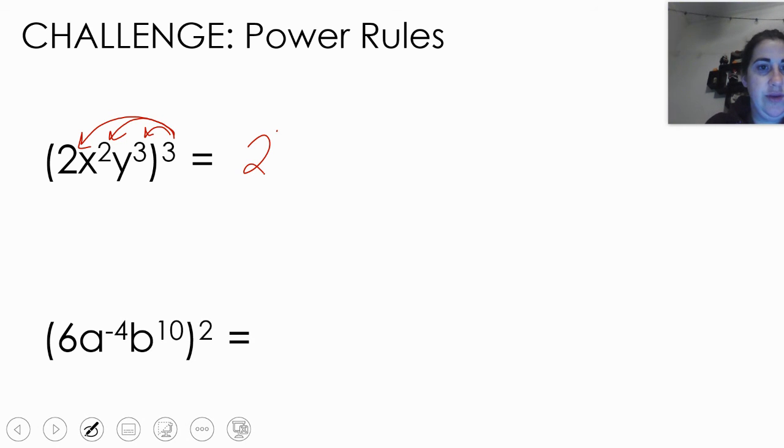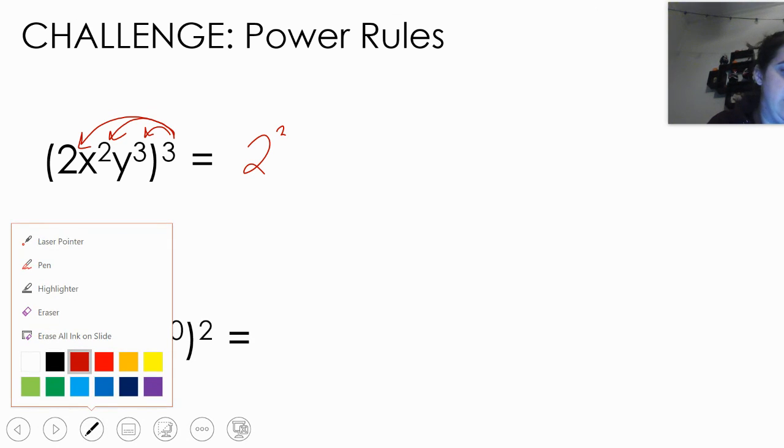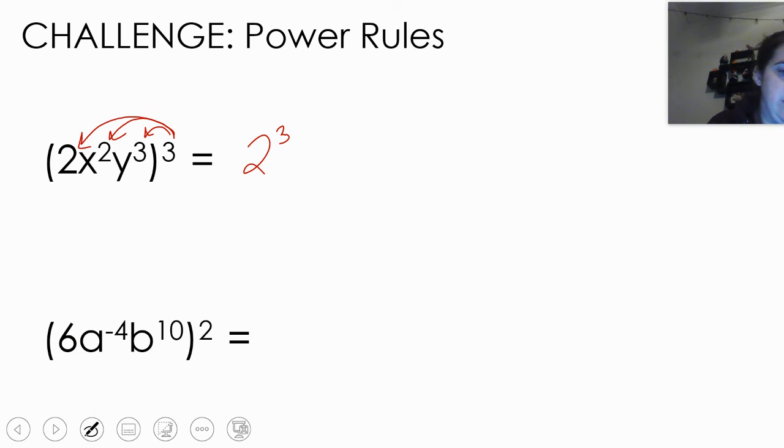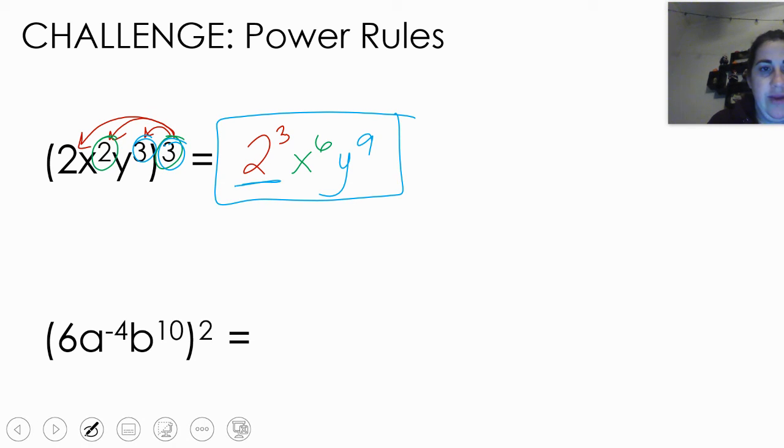So 2 cubed. Then we have x squared and 3. 3 times 2 is 6. And now we have y. 3 times 3 is 9. So that's my final answer right there. Now, we could simplify that. 2 cubed, so 8. But we'll probably keep it as the cube.